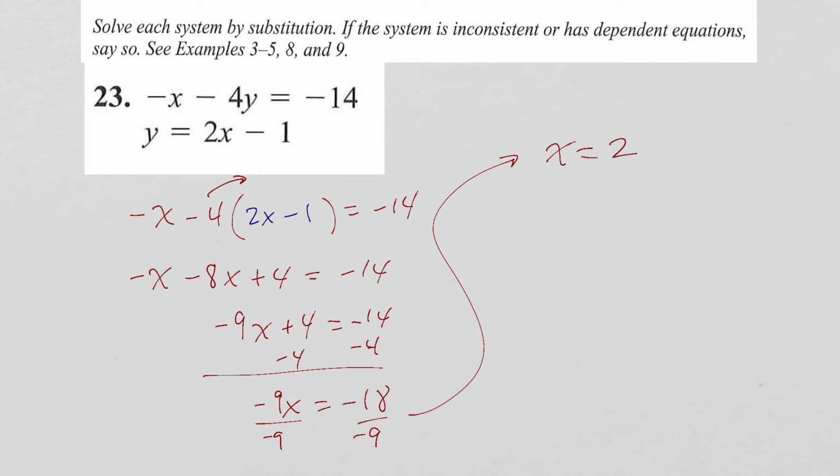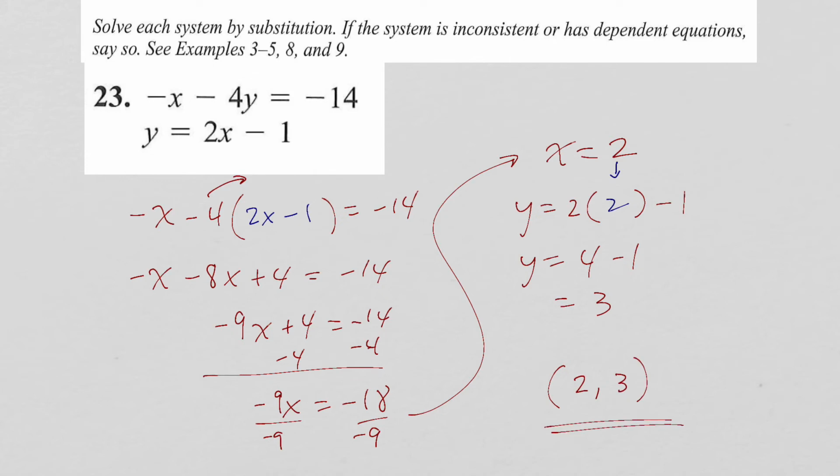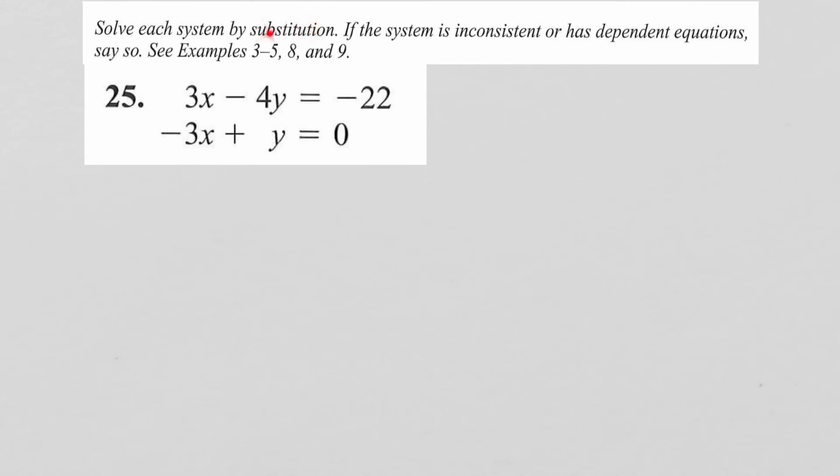Now, I can plug this in to either one of these, but the one that's already solved is always the easier one. So I'll plug it in there to find y. This is 2x minus 1, and x is 2. So this is 4 minus 1 for 3. So now I have an x value and I have a y value, so I have my ordered pair that I'm after, which is 2, 3. Remember, put the x first and then the y. Be careful not to get it backward. Okay, here again I'm solving by substitution, but neither one of these are solved for either variable.